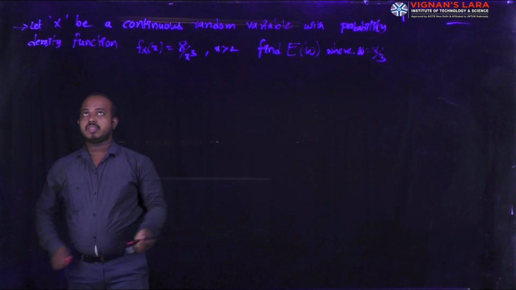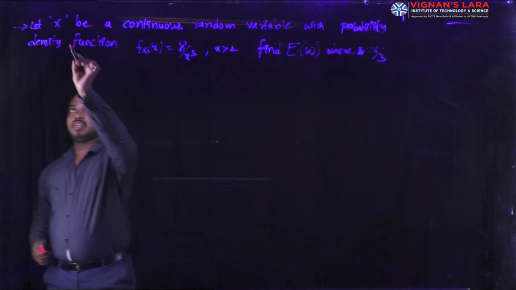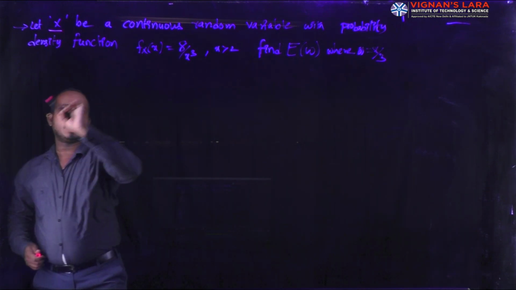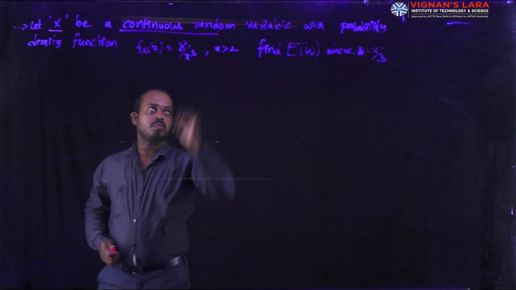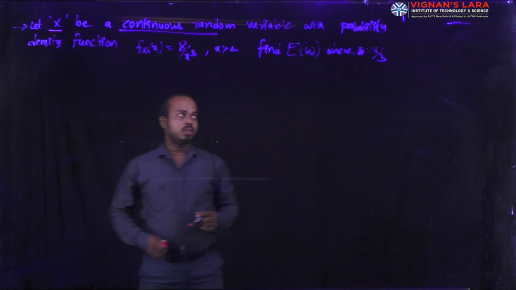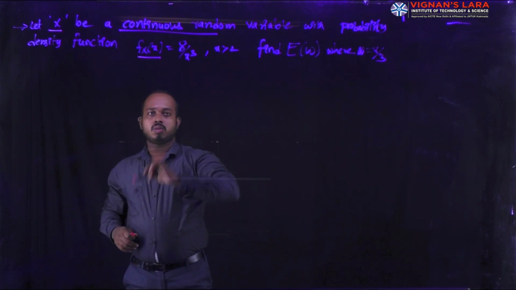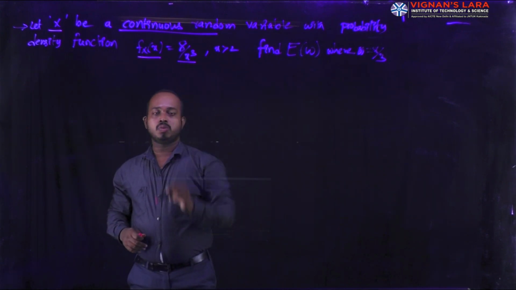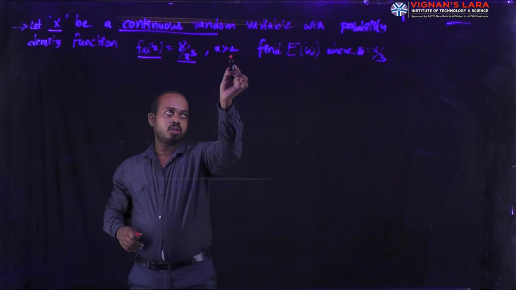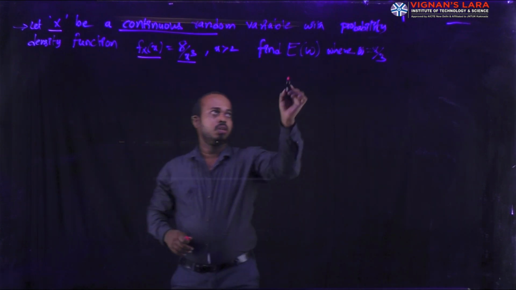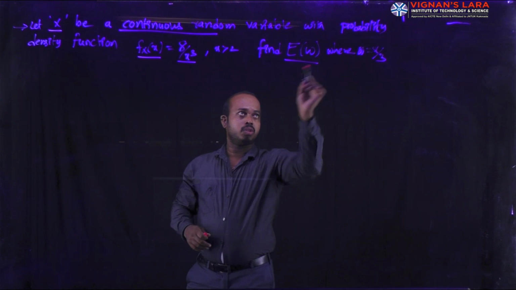Today in class we are going to discuss problems on expectation value. In this problem, X is a continuous random variable with probability density function f(x) equal to 8 divided by x cube, where x is greater than 2. He is asking to find E of W.